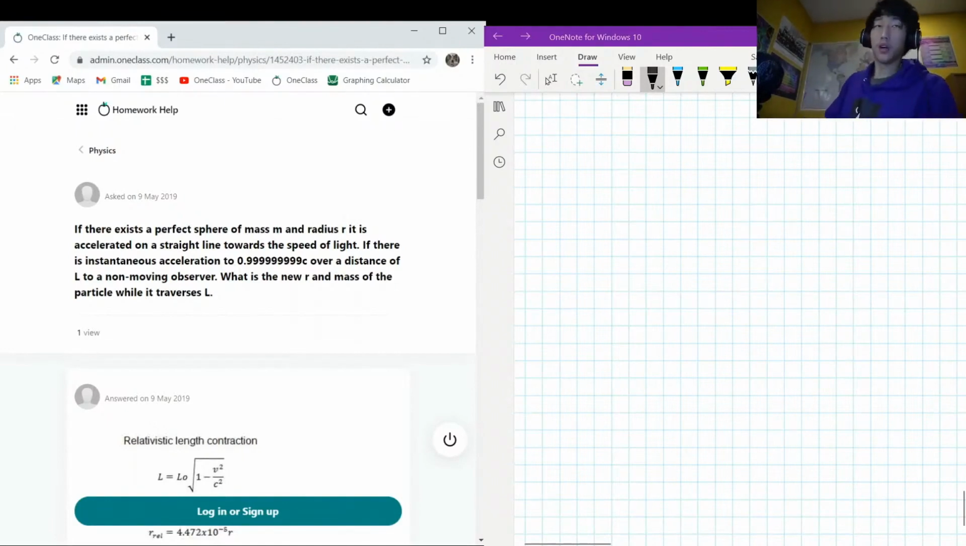Okay, so here's the next question that we have on the menu today. It is asking us if there exists a perfect sphere with mass m and radius r, accelerated on a straight line towards the speed of light. If there is an instantaneous acceleration to pretty much 99.999% of the speed of light, which is c, over a distance of l to a non-moving observer, what is the new r and the new mass of the particle while it traverses l?